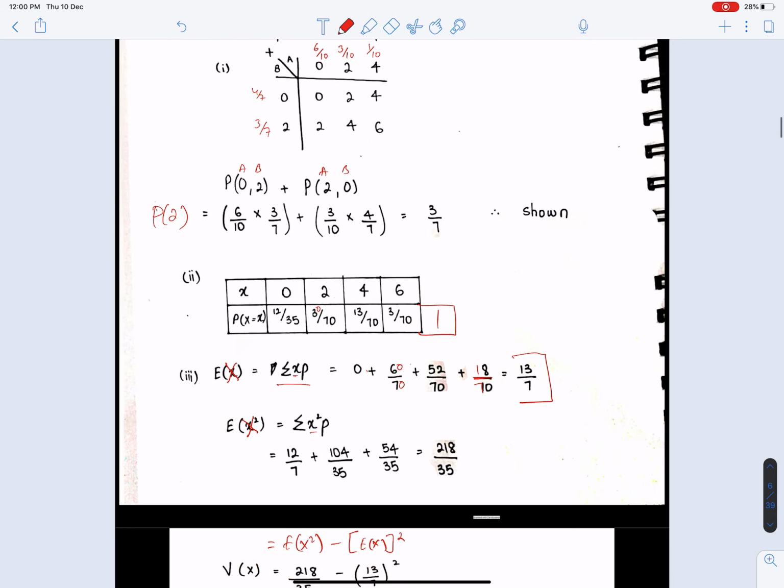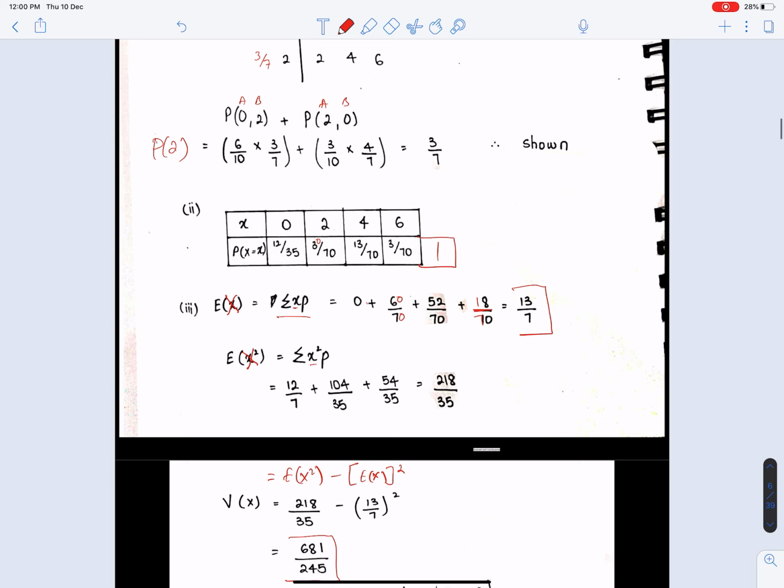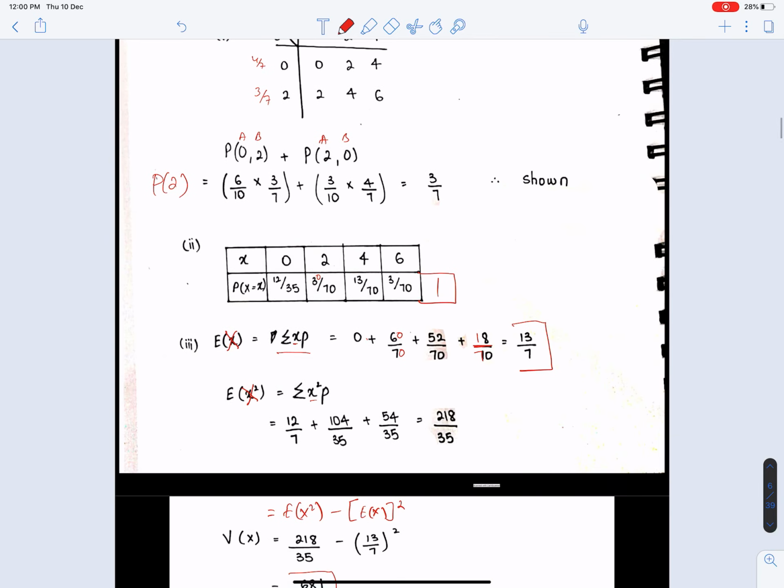For variance, you just need to square these things. I mean, first square this number and then multiply this square number with this probability. I mean, 2 squared times this, 4 squared times this, 6 squared times this, and so on.